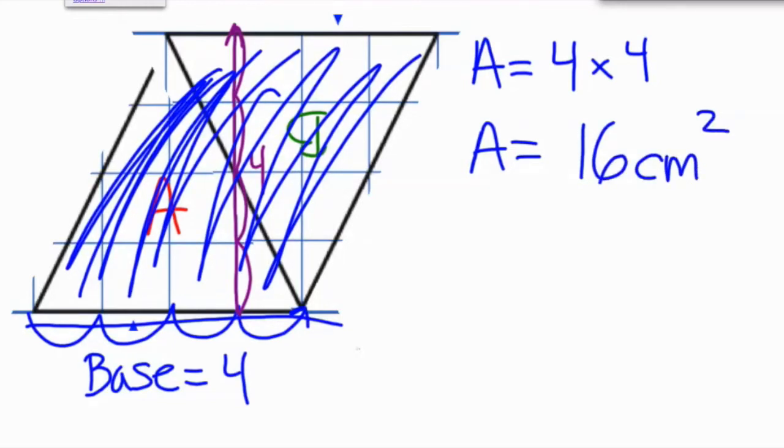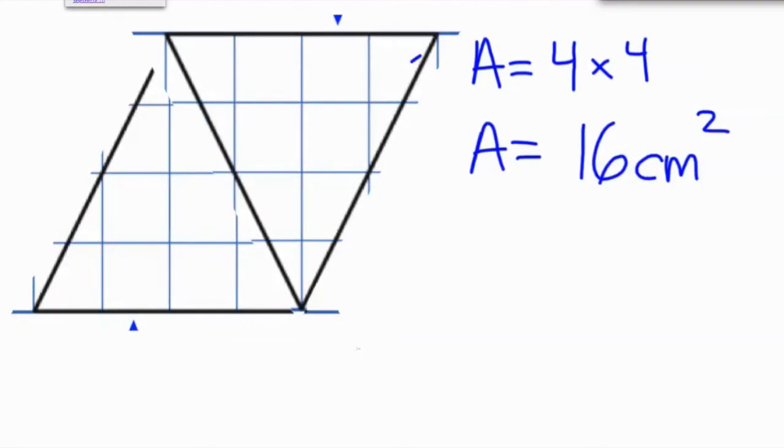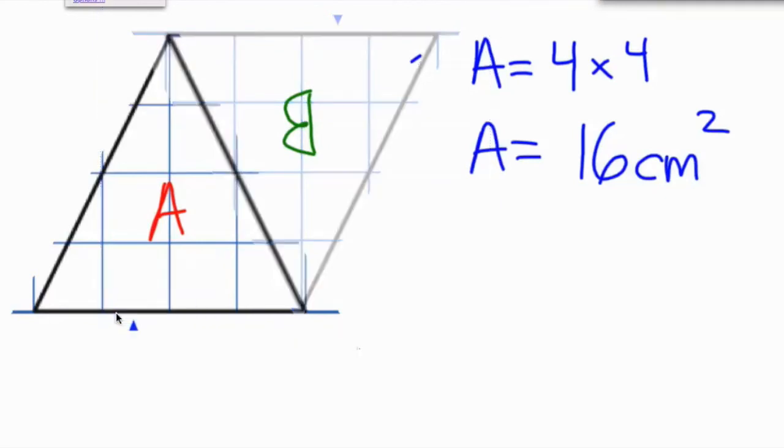But again, today we're not worried about how to find the area of a parallelogram. That was rather simple. Now we need to find the area of a triangle. Let's find just the area of triangle A. So let's go ahead and get rid of triangle B. Let's just delete it. And we should be noticing something.